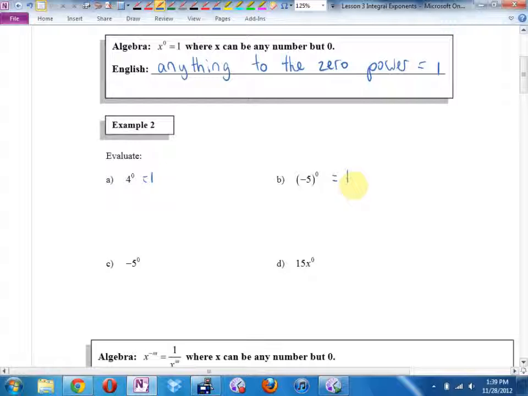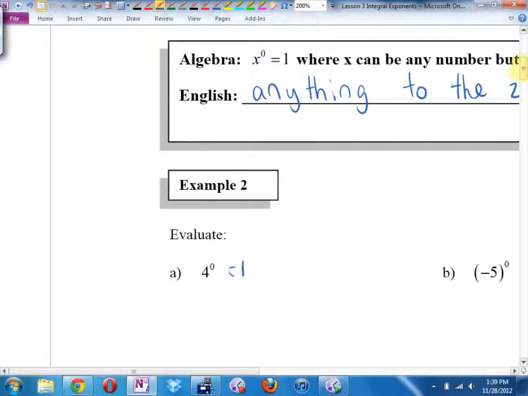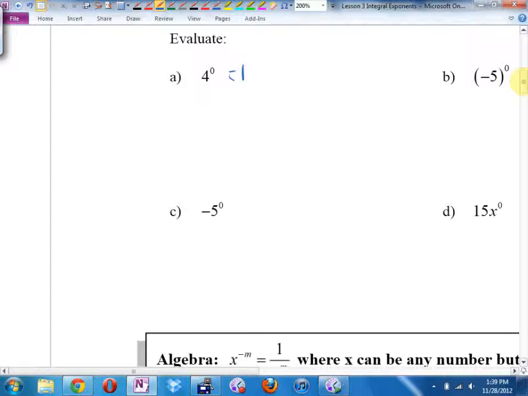What about c? Is that 1? Negative 5 with a little 0 up there. Ooh, Alex, what? Negative 1. Because is that 0 on the negative? No, it is in 5b when I made sure it was in the brackets. This would be drop the negative, and then it would say 5 to the 0 is 1. Oh, there's a negative in front.